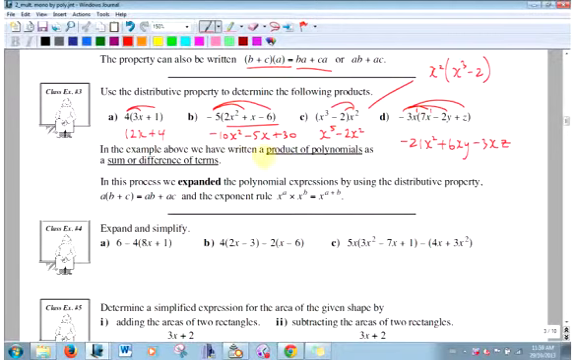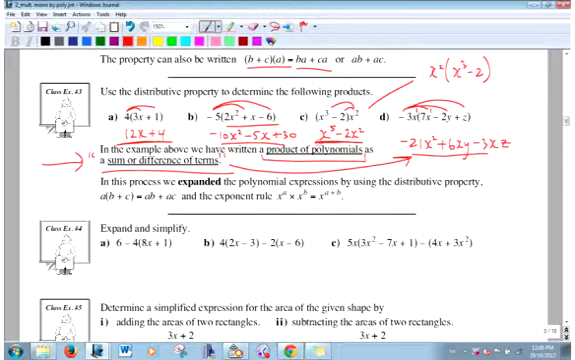Every one of these has been written as a product of polynomials. That is a sum and a difference of terms. Okay? So I know the book says this, and people ask me, even the A kids, what are you talking about? That's what we're talking about. Just multiply it out. Okay? That's written as a sum and difference of terms. Okay? So is this one. That's a sum of two terms. This is a difference of two terms. Don't get confused.